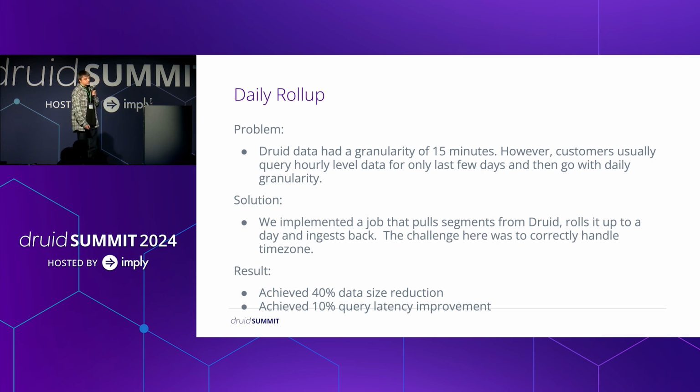So we implemented a simple job to get data from Druid, roll it up based on our rules, and write it back. The only problem we had here is how to handle time zones, because in Druid it will always be UTC, but our customer might want to see data in their time zone, and this data can be scattered across multiple UTC days. As a result, we achieved around 40% data size reduction and 10% query latency improvement.